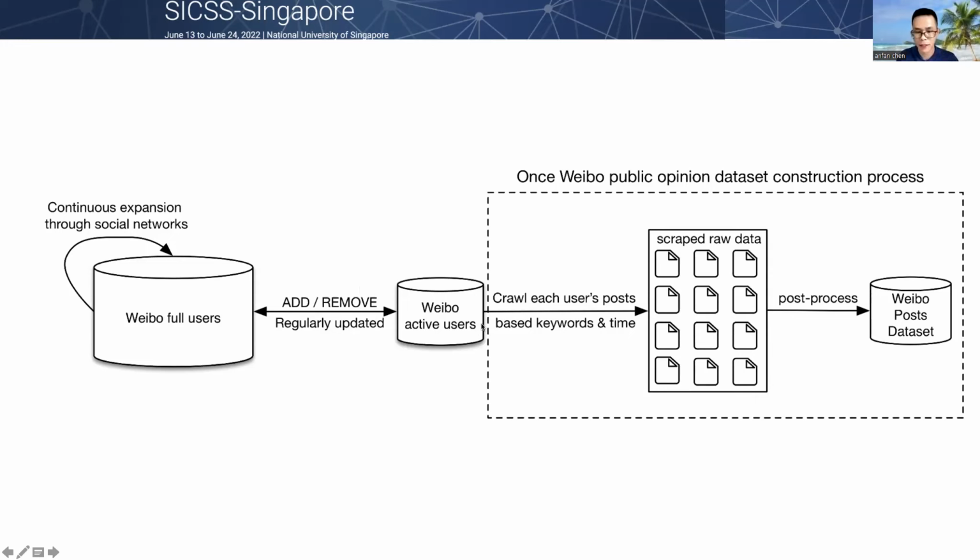The following step is to collect each user's historic posts generated by all these Weibo active users, and then you get all the posts by these users in the user pool. Then you get a massive large-scale corpus, and using the keywords you can extract the relevant posts from this database and result in the Weibo posts dataset you're interested in.